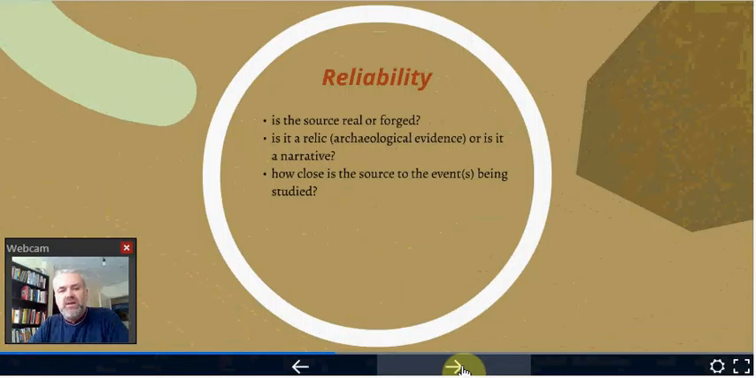the event being studied? A good example of this is the so-called Hossbach Memorandum that maybe some of you that do causes of World War II have heard of in your IB history class, right? A memorandum made by a German military officer named Hossbach when he attended a meeting with Adolf Hitler and others where Hitler laid out his plan for World War II.